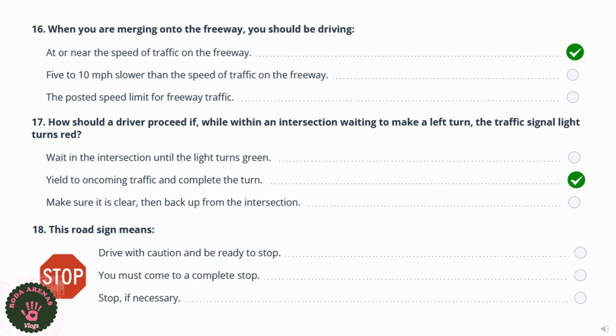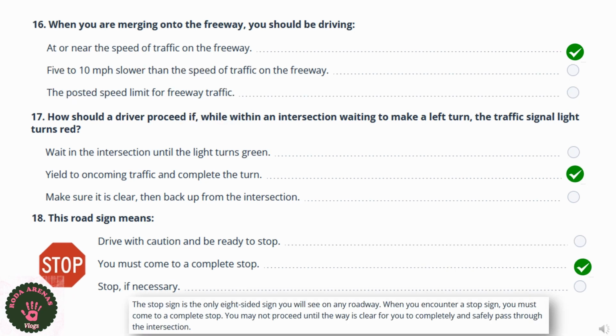This road sign means drive with caution and be ready to stop. You must come to a complete stop. Stop if necessary. The correct answer is you must come to a complete stop.